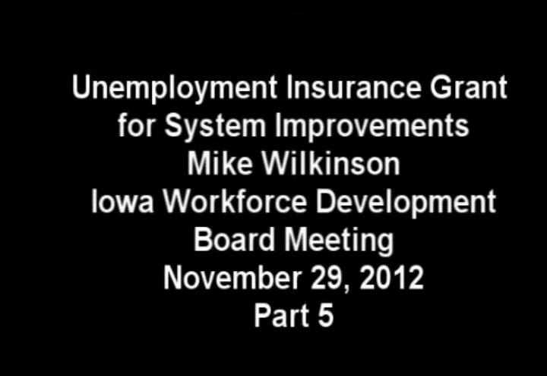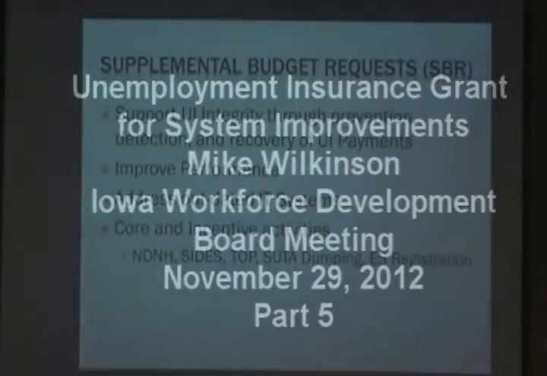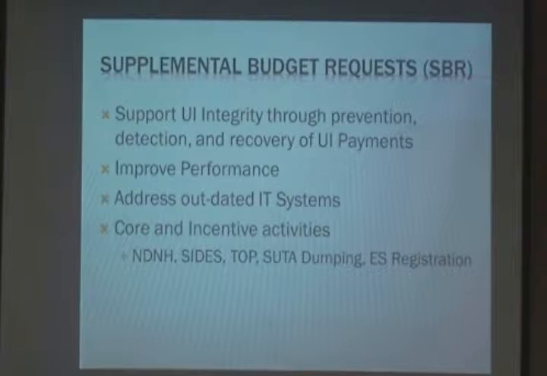The Department of Labor has given us very broad authority in this particular grant to tell them what it is that we need. These are the parameters the U.S. Department of Labor gave us. Whatever we submit a request for needs to support unemployment insurance integrity through the prevention, detection, and recovery of UI overpayments. That's the driving force behind that.